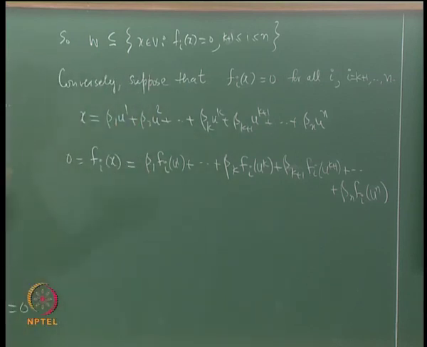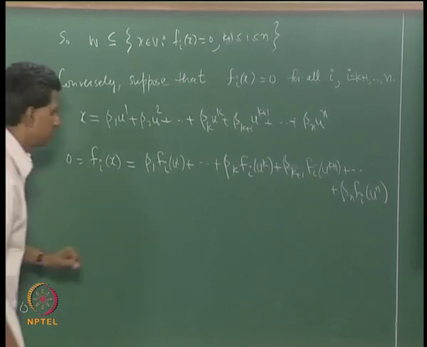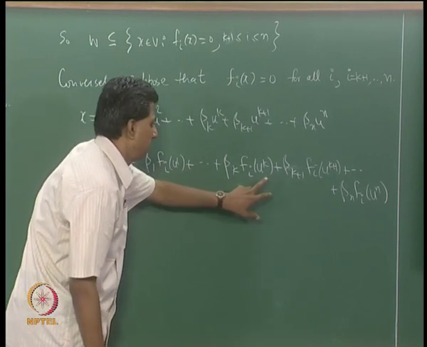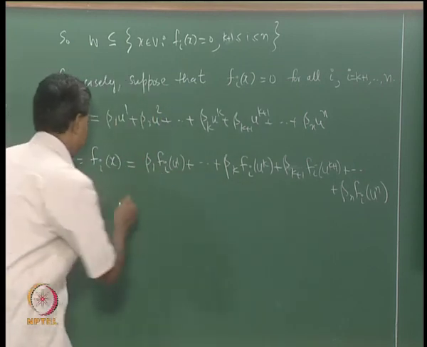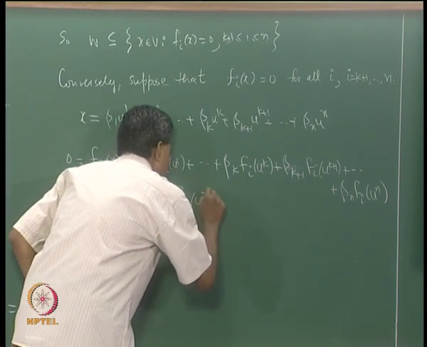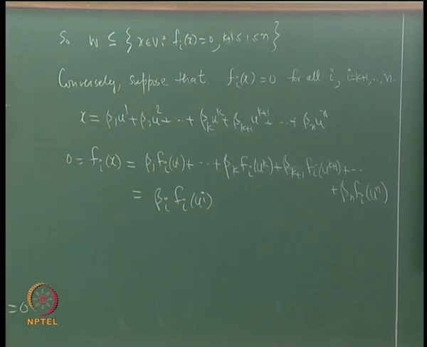See, i runs from k plus 1 to n, i is fixed. And so this is fi of ui, all other terms are 0. All other terms are 0, beta i fi of ui, but fi of ui is 1, so this is beta i.